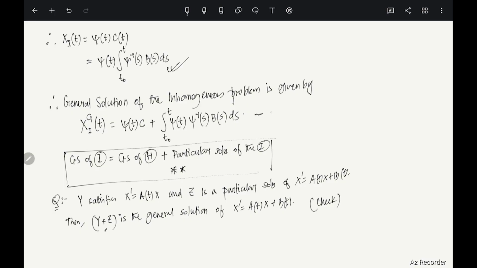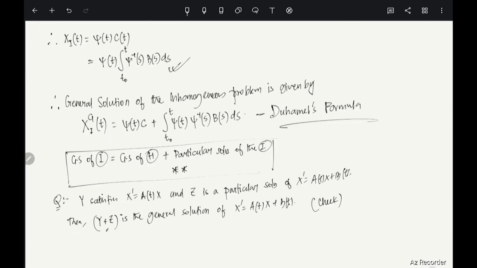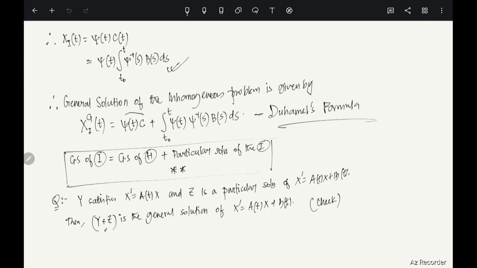This is also called Duhamel's formula. Please remember this is Duhamel's formula. We are going to use it all the time. So basically, given a fundamental matrix of the homogeneous problem, any solution of the inhomogeneous problem will look like the general solution of the homogeneous problem plus a particular solution of the inhomogeneous problem. And how does that particular solution look? It is the integral from t naught to t, phi of t, which is independent of s so you can take it outside, phi inverse of s, b of s, ds.